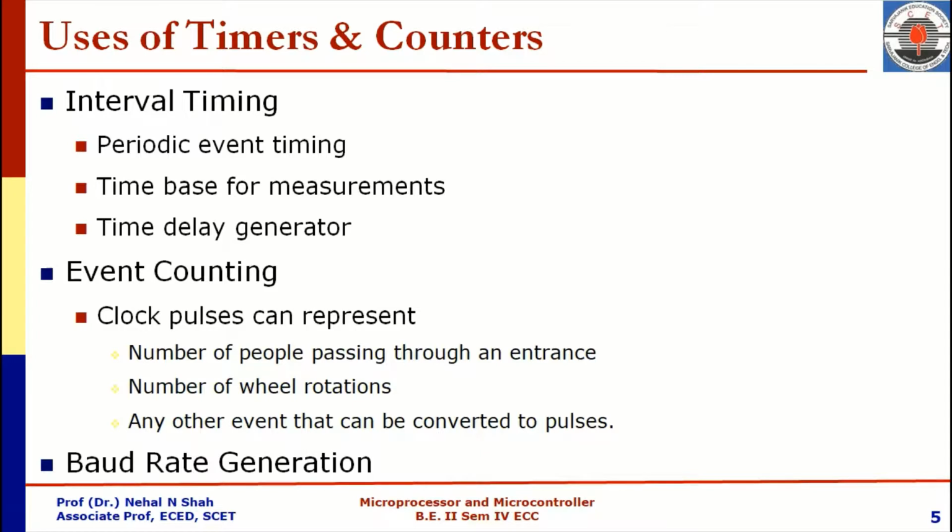Another example is the rotation of wheels. In robotic applications, to measure distance or to identify speed of operation, wheel rotation can be counted. These wheel rotations also generate certain pulses, and based on the pulses, distance or speed can be calculated. So any event which can be converted into pulses can be counted using the counter unit of the timer counter.